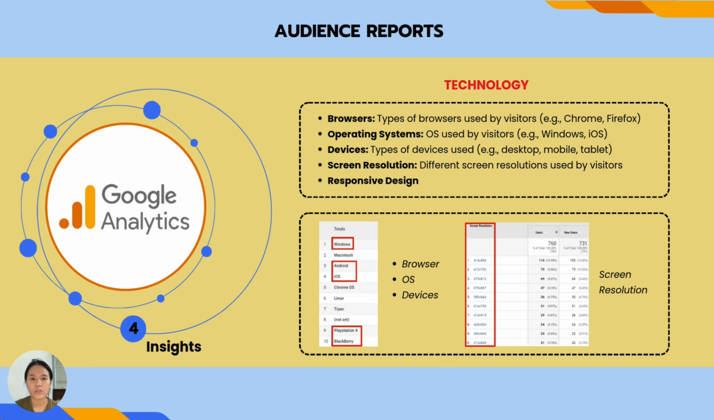Next, we talk about technology. Technology reports show device, operating system, browsers, and screen resolutions. For example, if 80% of your users come from mobile, but your mobile site loads slowly or has misaligned elements, you could lose conversions immediately. So this data allows teams to prioritize device-specific optimization.